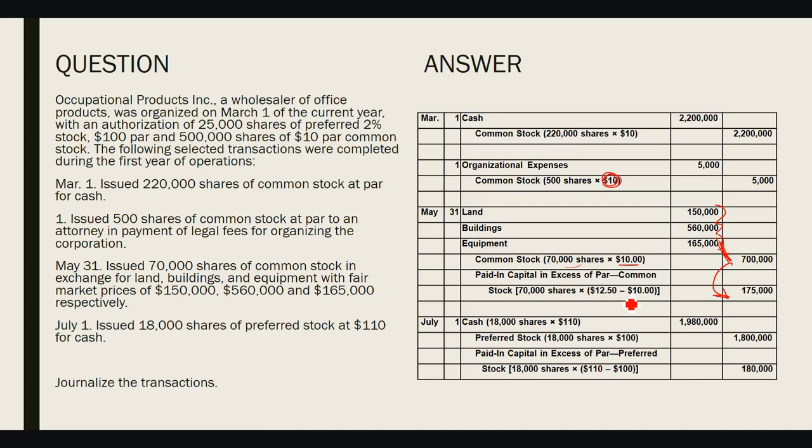Then lastly, on July the 1st, we issued 18,000 shares of preferred stock at 110 for cash. Remember, we issue it for the price we sold it, but the preferred stock has a $100 par, so preferred stock must be listed at its par value. So that's $1,800,000. The difference between the two is recorded as a credit to paid-in capital in excess of par, preferred stock. So I'm hoping you're realizing that there's a paid-in capital in excess of par for common stock, and there's a paid-in capital in excess of par for preferred stock. Okay.